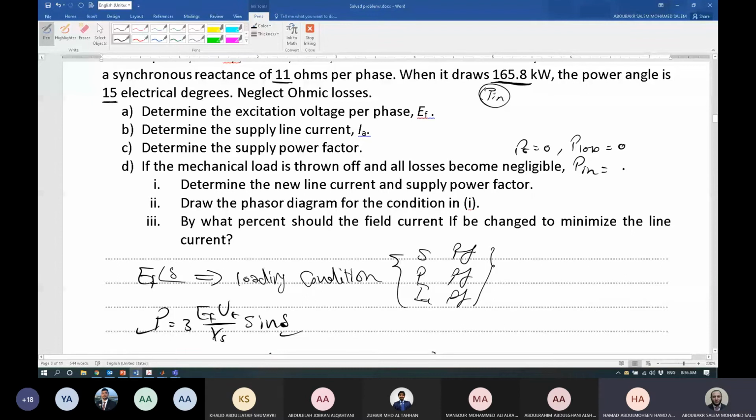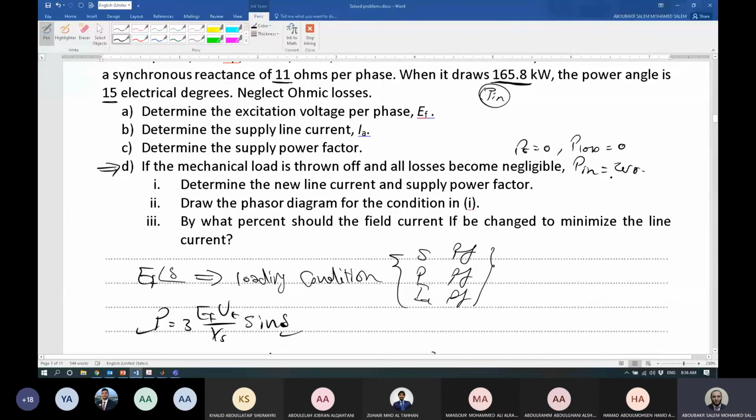Here in part D, it's stated that the mechanical load is thrown off. The drawn power was taken because there was a load. Now the mechanical load is thrown off, which means the machine is at no load now, and all losses become negligible. So P input should be 0.